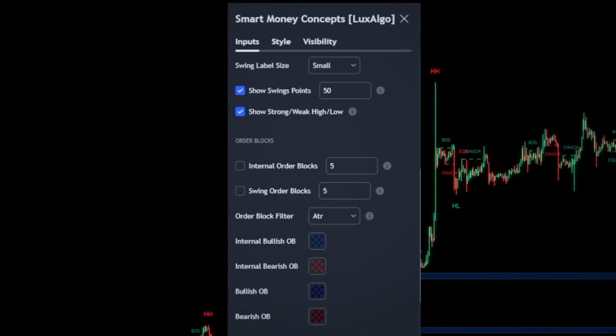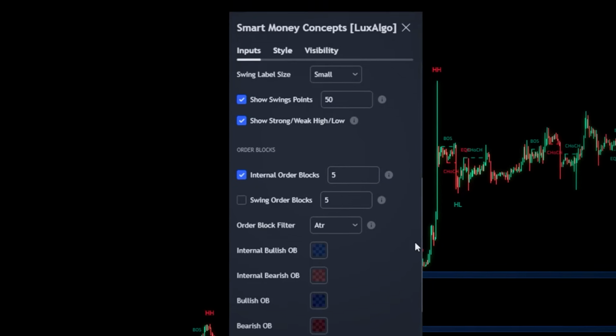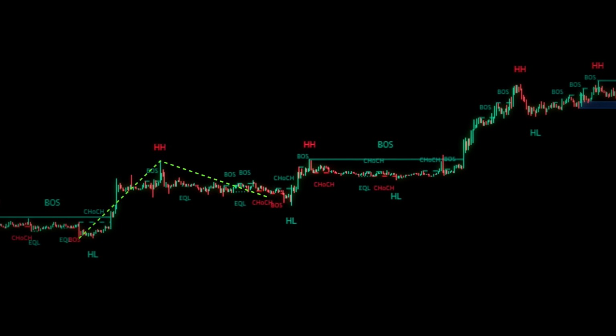For our second example, we're going to turn those order blocks back on. And we're only going to be using the internal order blocks and market structure for this. First thing we want is a trending market, whether it's up or down. In this example, we have a bullish case indicated by our higher highs and again higher lows.